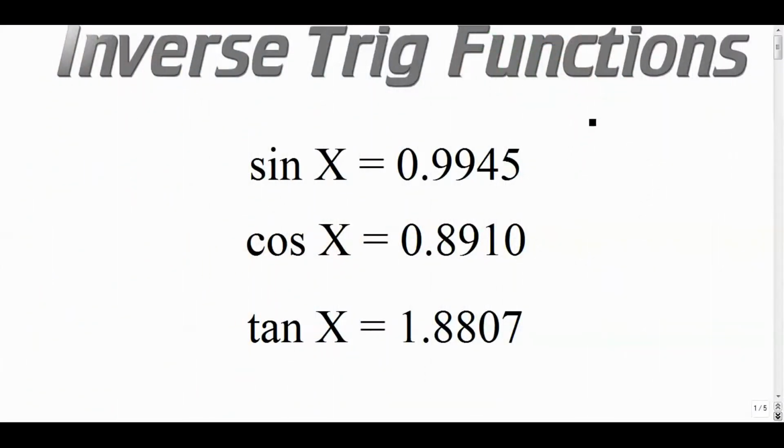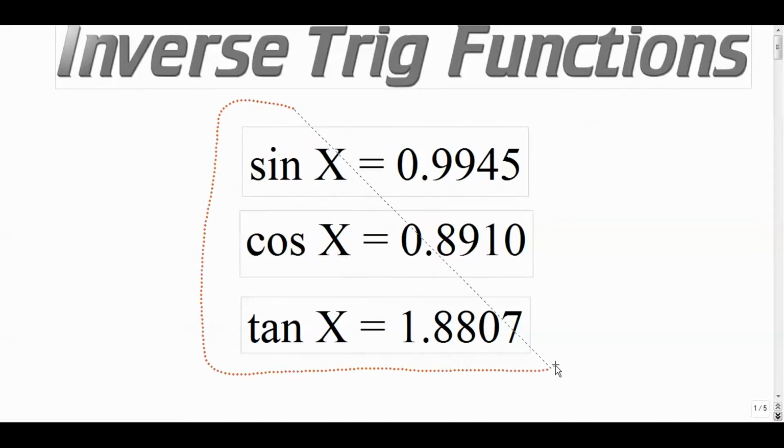Here's a video on the inverse trig functions. On your screen you're looking at three equations. Each one has a missing angle. The inverse trig functions are basically the opposite of the regular trig functions. In other words, we're going to use the inverse trig functions to find these angles. So the sine of what angle equals 0.9945? We'll have to use the inverse to find that angle.